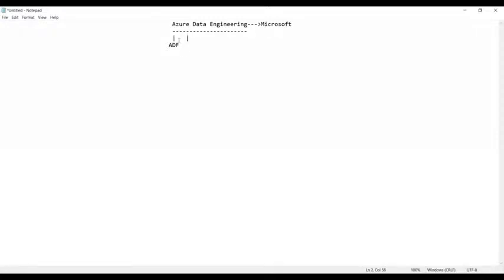Apart from ADF, we also have a service called ADB, which stands for Azure Databricks. And apart from Azure Databricks, we also have the service Azure Synapse. I'll explain one after the other, don't worry. Apart from this, we have many more services. Some of the highlighted services I will tell you.